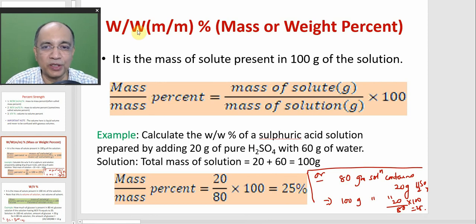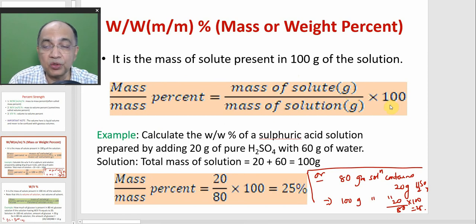Now let's first take up what is W by W or M by M percent, mass or weight percent. It is the mass of the solute, maybe liquid solute or solid solute, present in 100 gram solution. I repeat, solution. Solvent plus solute is equal to solution. So for every 100 grams of the solution, how many grams of solute are present? That is nothing but mass percent or W by W percent. Mass by mass percent is equal to mass of the solute in gram by mass of the solution in gram into 100.